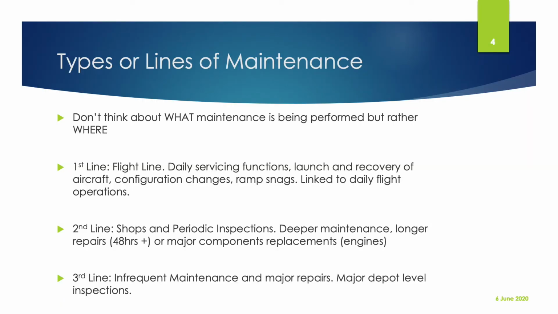With an understanding of the 4 A's of maintenance, let's talk now about the different types, or what I commonly refer to as the lines of maintenance. In this regard, let's not think about exactly what maintenance is being conducted, but think more with regards to where that maintenance is being conducted. I've listed here the 3 different lines of maintenance: first, second, and third. First line maintenance is primarily what you would consider flight line maintenance. It's the daily servicing functions, the launch and recovery of aircraft, configuration changes, and ram snags. This is directly linked to daily flight operations.